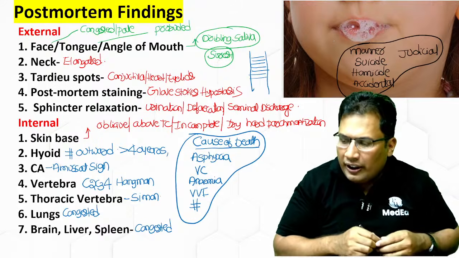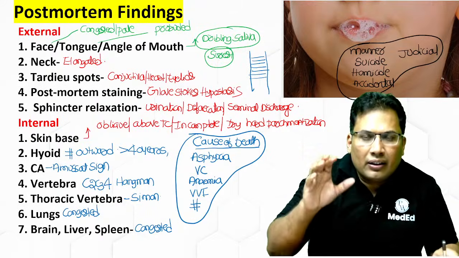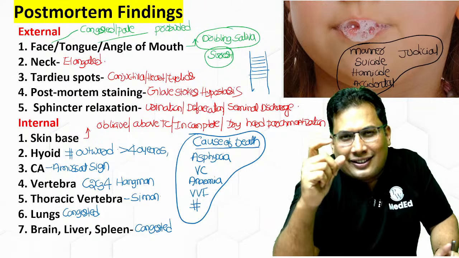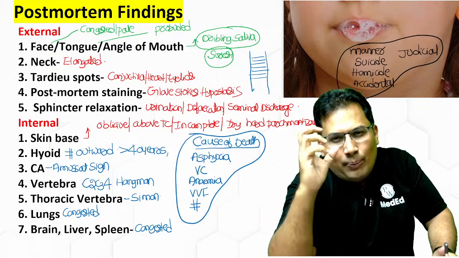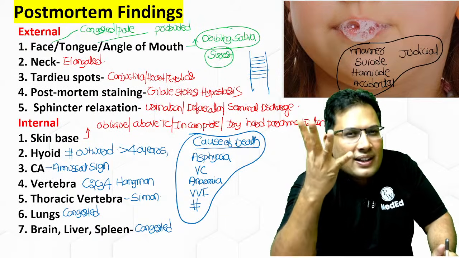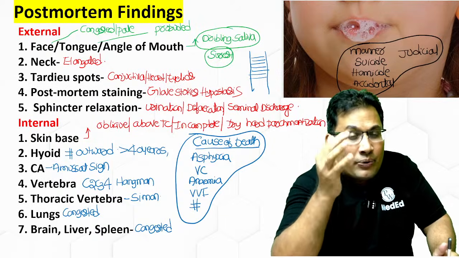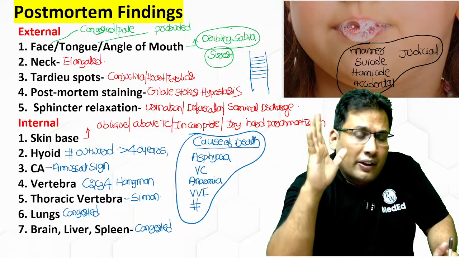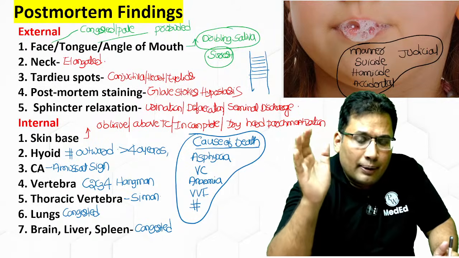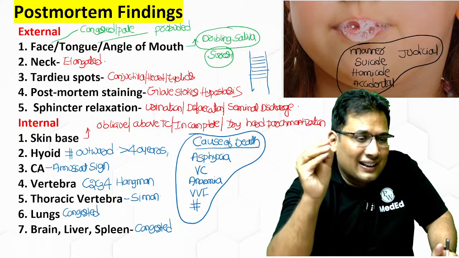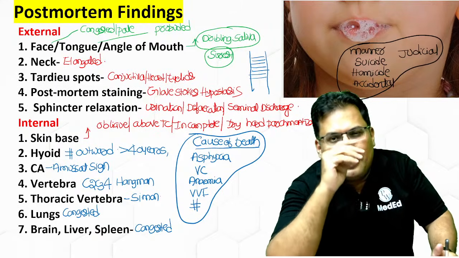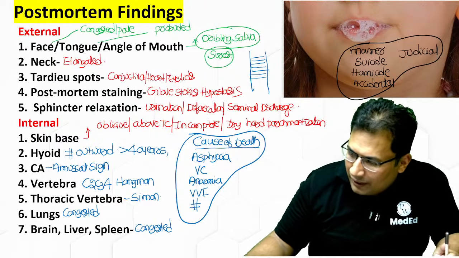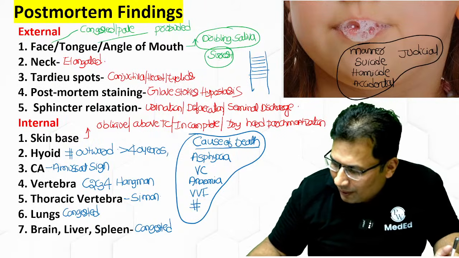So this is how you need to write the answer in your answer sheet in exam. Neat answers, clean answers, point-wise answers. What matters in exam is the point-wise answer. External findings 1, 2, 3, 4, 5. Internal findings 1 to 7. Cause of death, the manner of death. So this is how you need to write. Okay guys, are you able to write in exam?